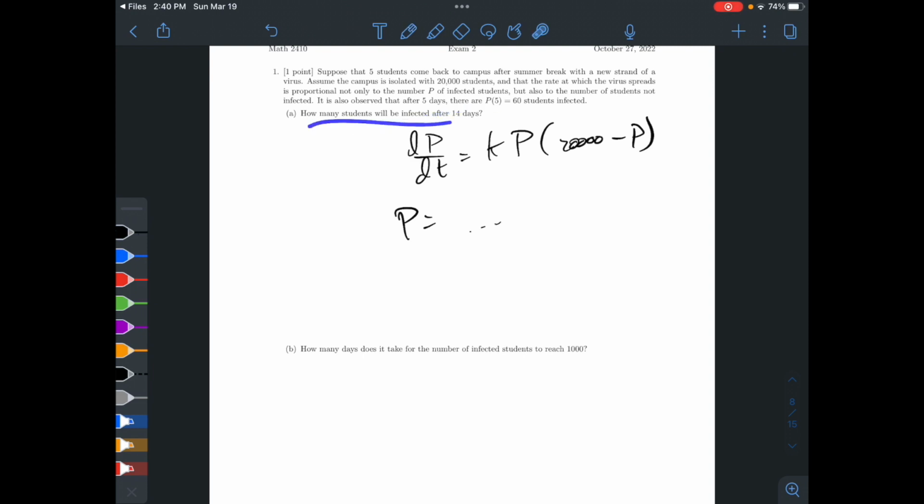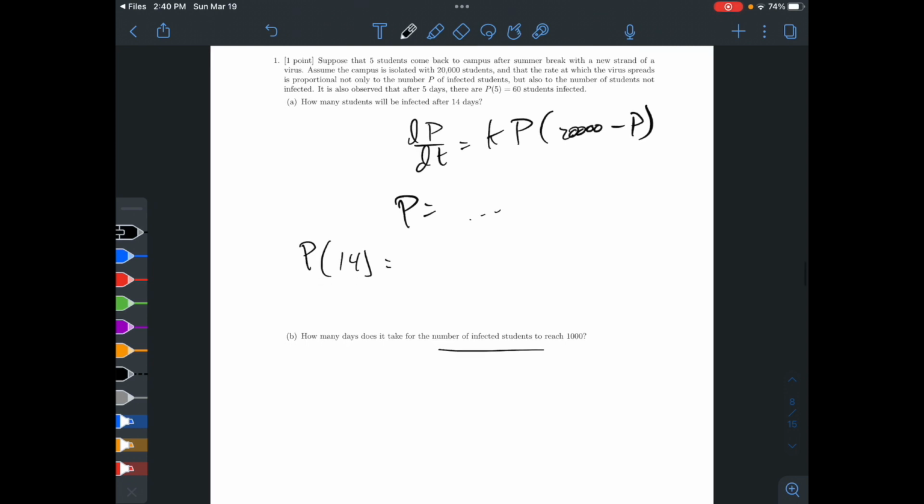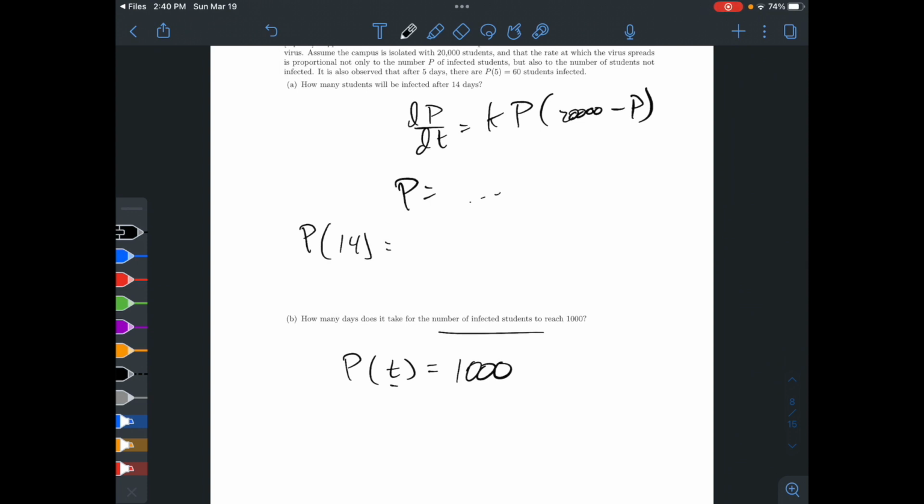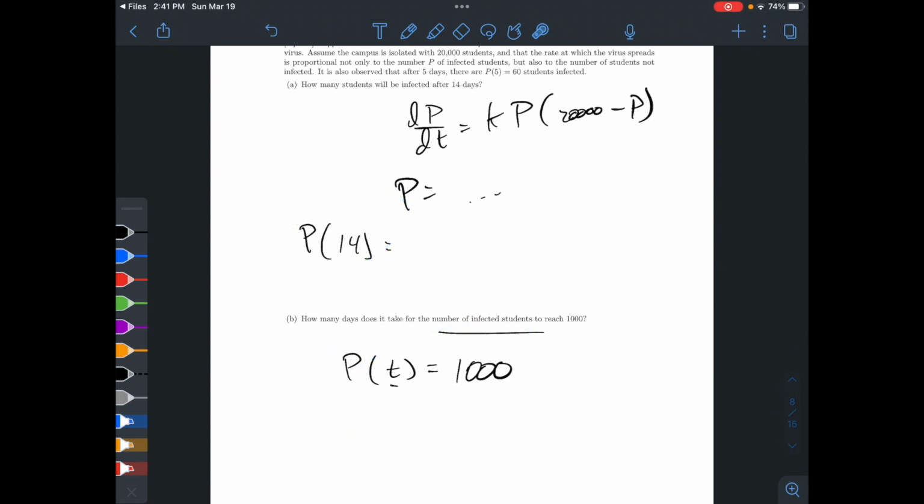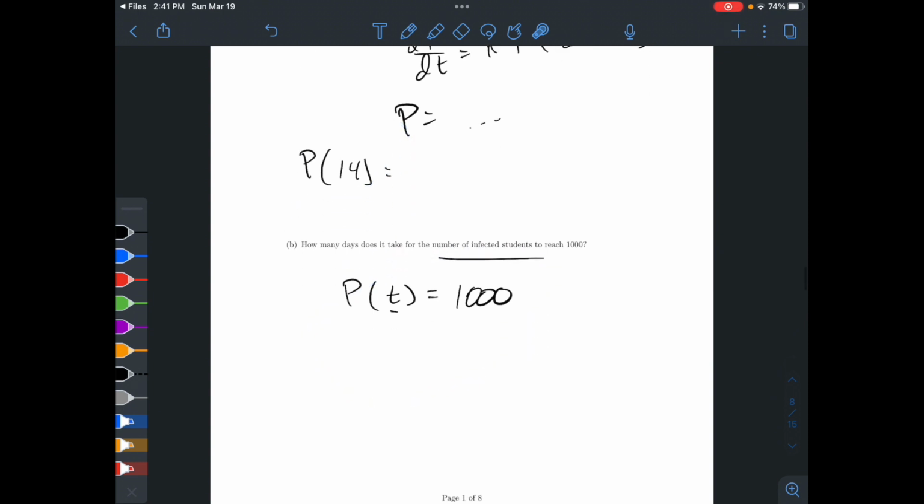But then this problem is strictly longer than the dog problem, because it asks, how many students are going to be infected after 4 days? All I have to do for that is plug in 4. And how many days does it take for the number of infected students to reach 1,000? Once you get your population function, you solve the equation P of t equals 1,000. Just find your value of t that gives you that, right? So I probably wouldn't ask you to do these 2 things on the exam, but it's good practice, so I threw it on the practice exam anyway.